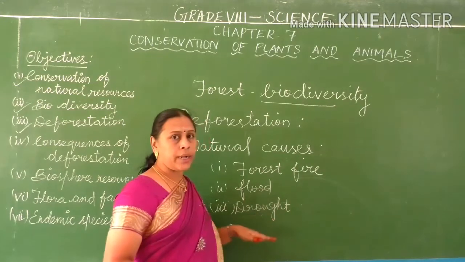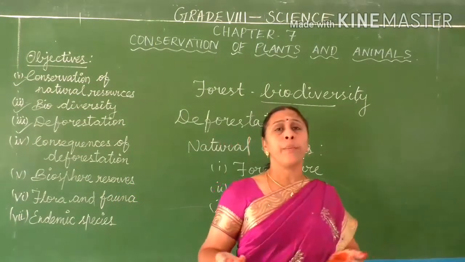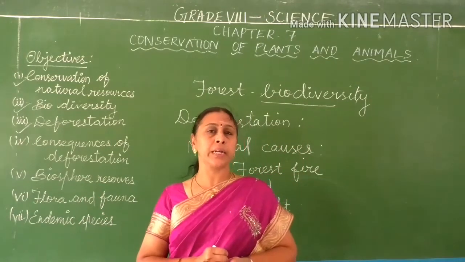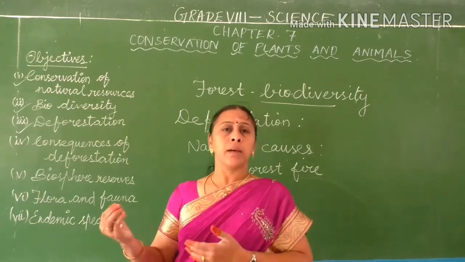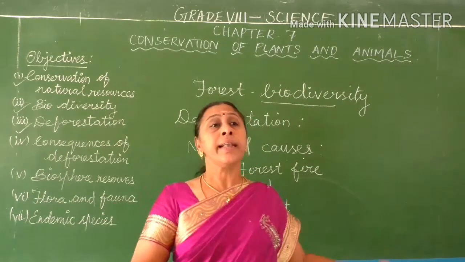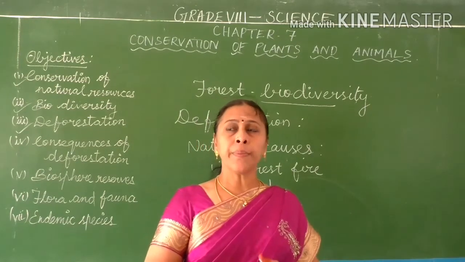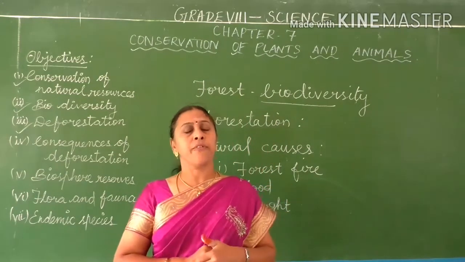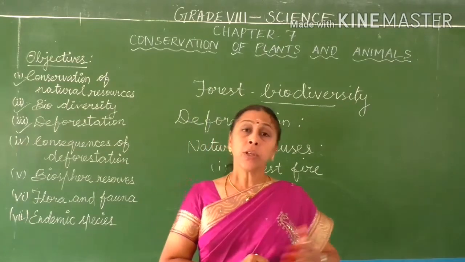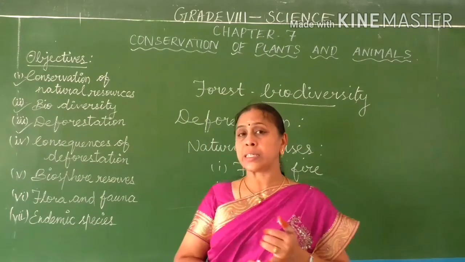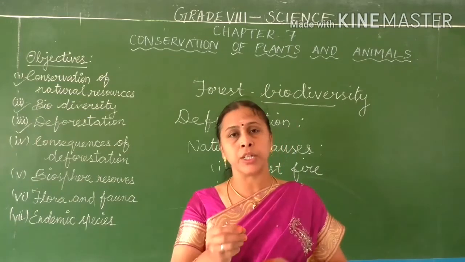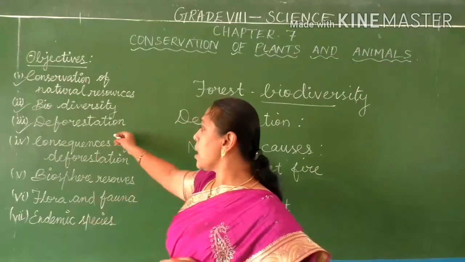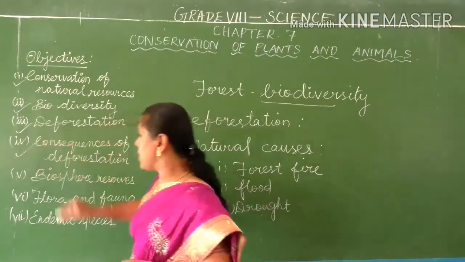Another one is drought condition, where sometimes there won't be any rainfall, or the percentage of rainfall may decrease. Because of that, sometimes the forest may be affected. Or sometimes because of pests, some insects, the vegetation in the forest may also be affected. So these are all the natural causes. We saw the consequences of deforestation because of human activities and also the natural causes. That was the third point. Next one.